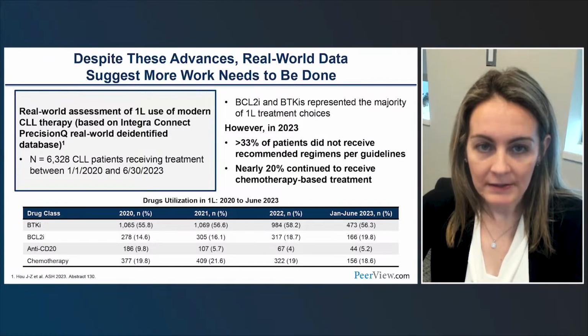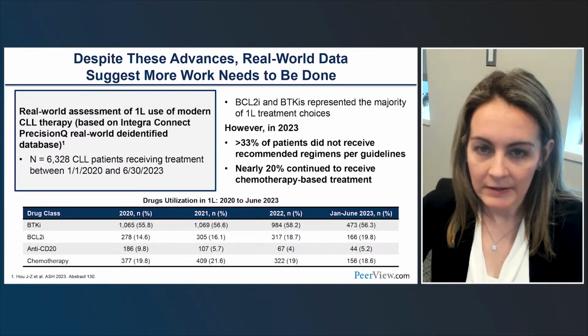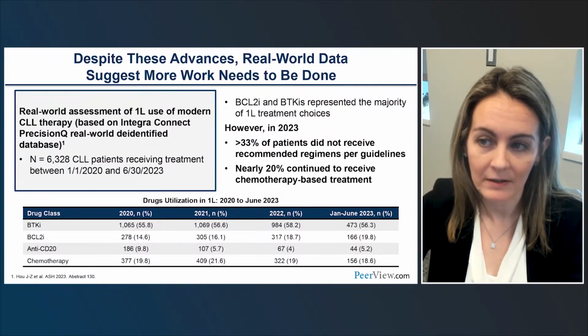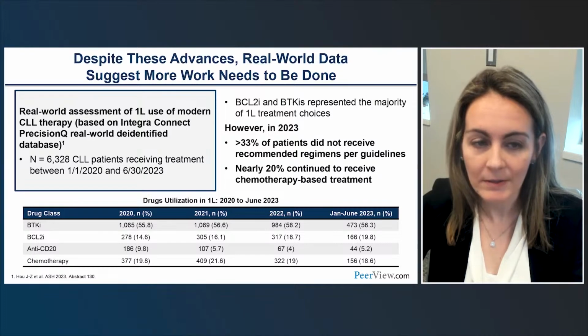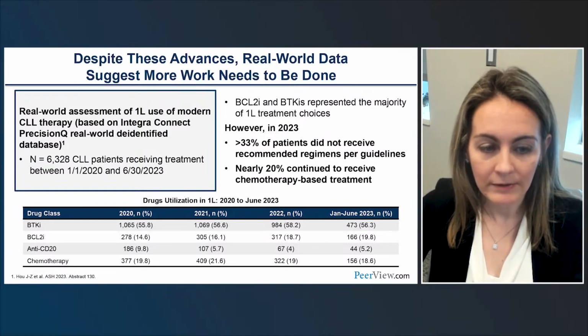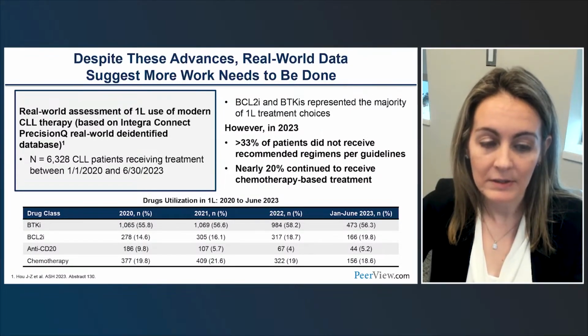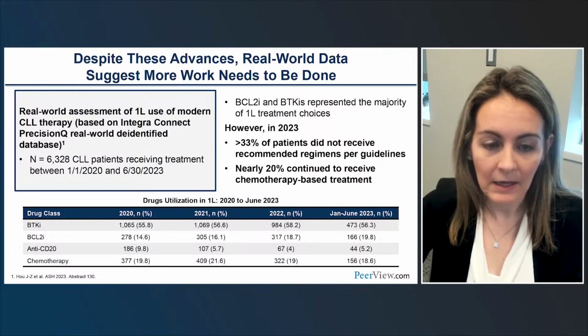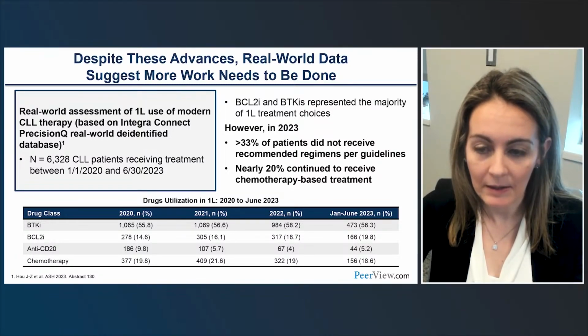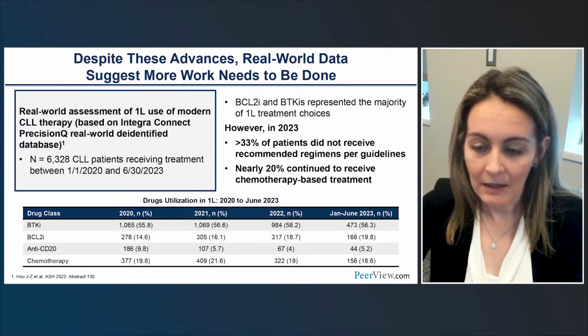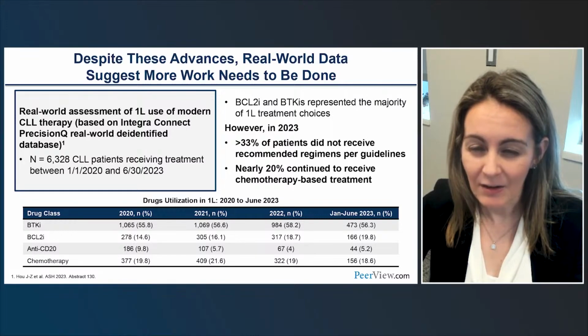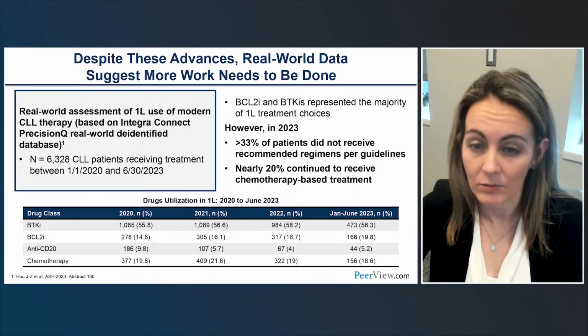This slide shows that despite advances with targeted agents, with BTK inhibitors and the BCL2 inhibitor venetoclax representing the majority of frontline recommended treatment options, looking at real-world data we still see in the utilization data a high number of patients receiving chemotherapy. So you'll see data at the bottom from 2020 to part of 2023, and still almost a fifth of patients have received chemotherapy, and over 33% of patients did not receive recommended regimens per guidelines in 2023.